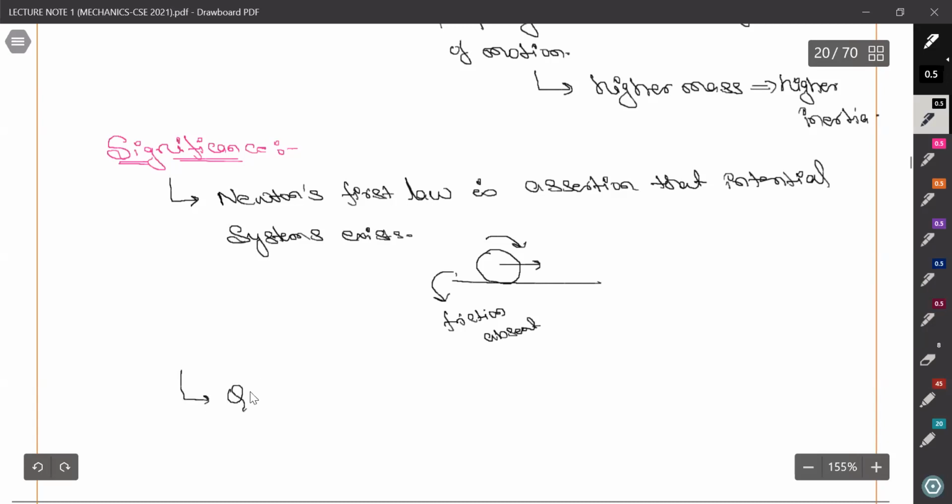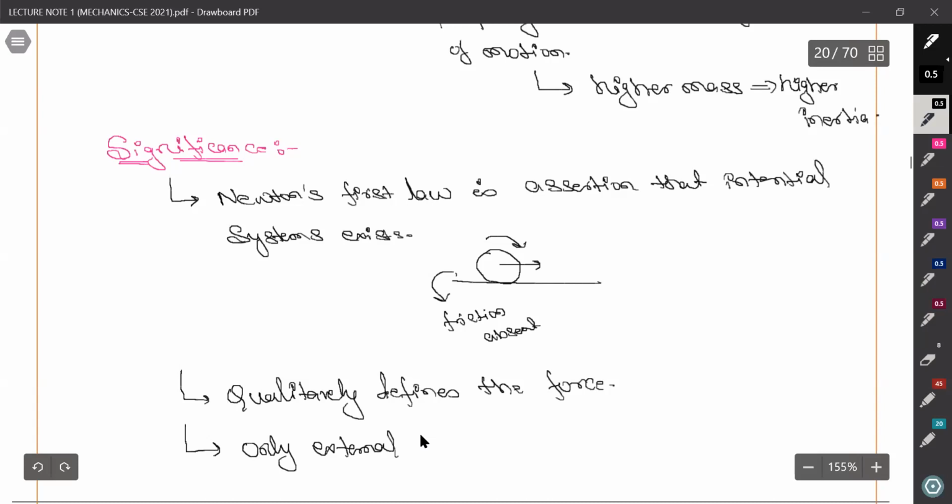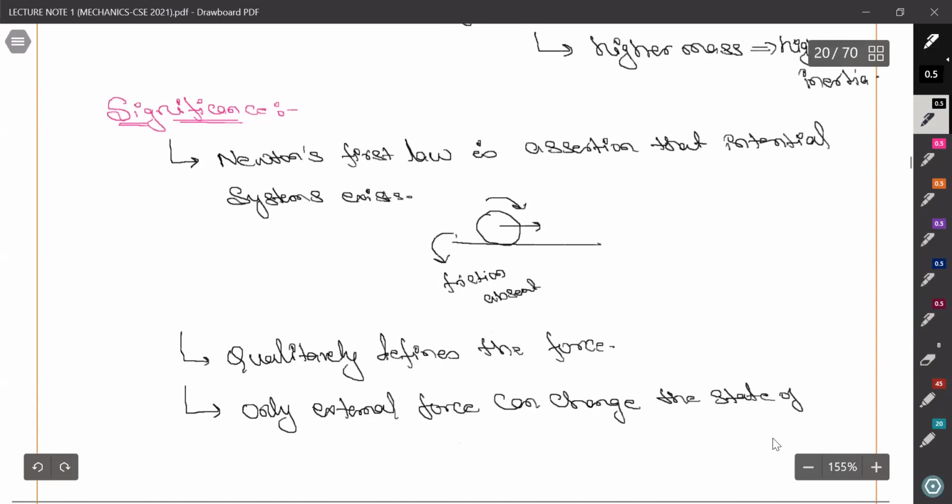Also, Newton's first law qualitatively defines the force. We have already seen the external agent, and that external agent we call the force. It also stresses one more thing, that only an external force can change the state of motion.